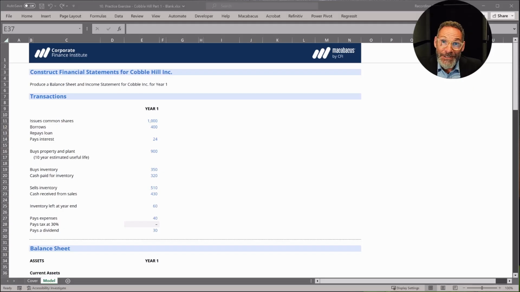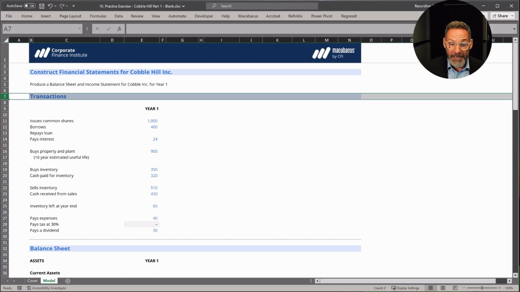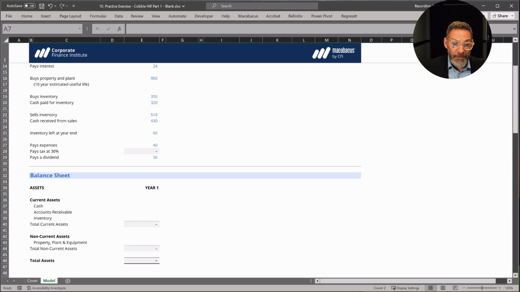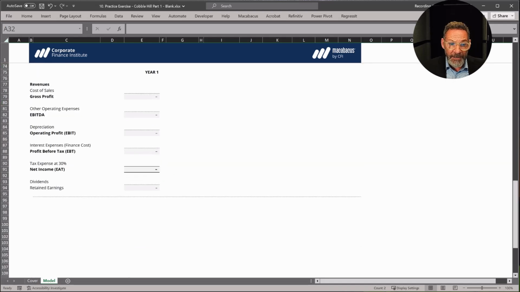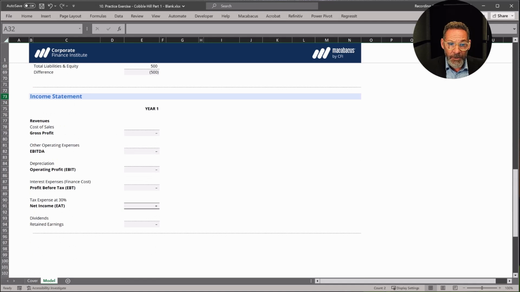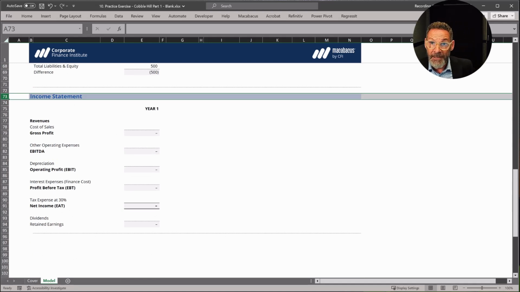I'm super excited that we're now going to build on what we've done, and we're going to build both an income statement and a balance sheet for a company that I'm going to call Cobble Hill Inc. Now, the transactions that we're going to record are in row 7 down, and there's quite a few, so it's going to take us a bit of time to go through this. Then we have our balance sheet in row 32, and then we also have our income statement starting in row 73. Let's see if we can get this all working together.